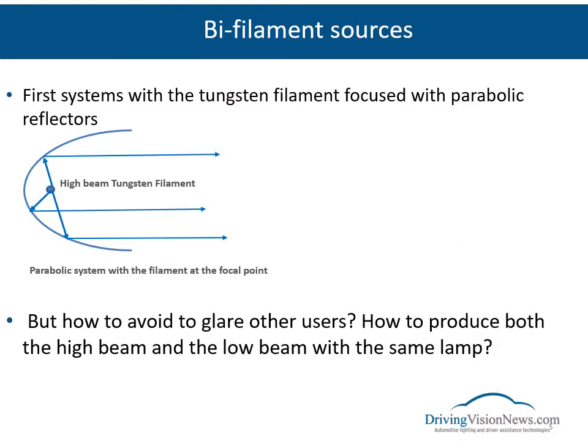With a parabola and with a tungsten filament placed at the focal point, the rays are going out of the system in parallel directions. So it's good in a high beam, it's good to have a good range, but when we have other users, we are glaring them. And at this period, despite the relatively weak output of a light, we had complaints about glare. And the question was, how can we have a system that is not glaring other users?